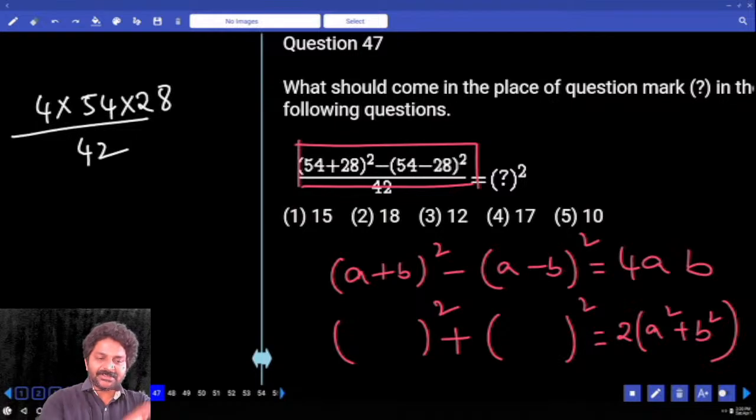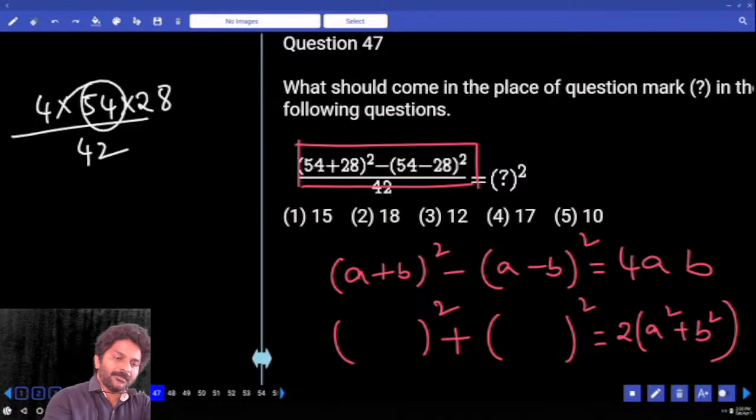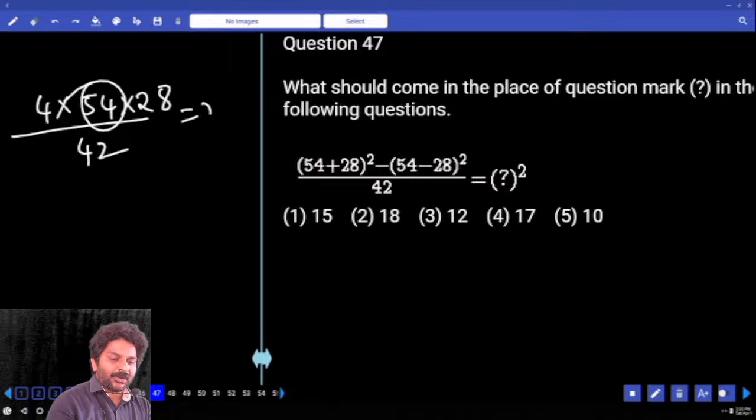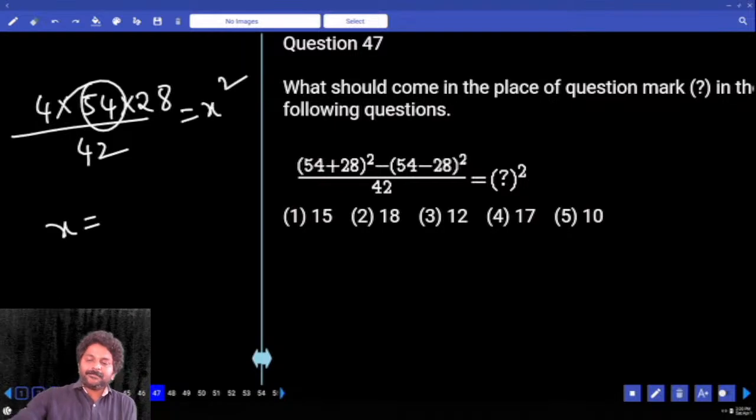Last digit verification and all, I don't want to go for it. 54. That is my interesting number. Is it a 9 multiple? This is what the x square value is. And finally we need to calculate the x value. Is it a 9 multiple?